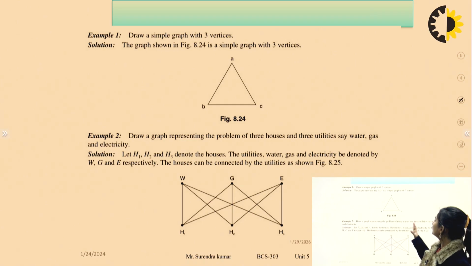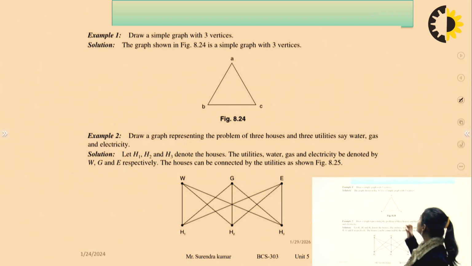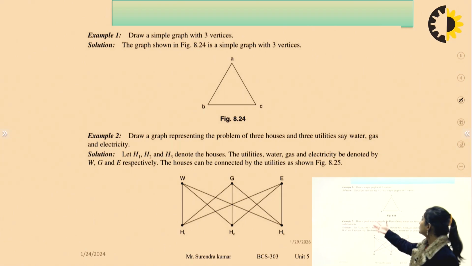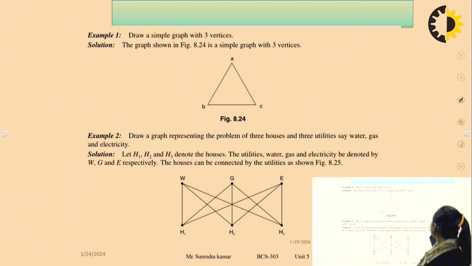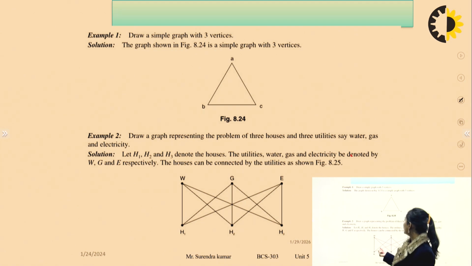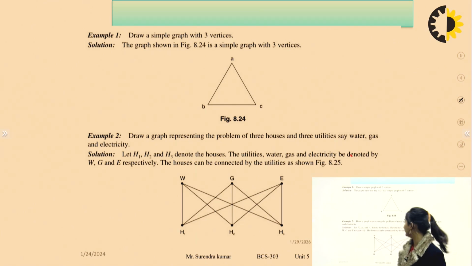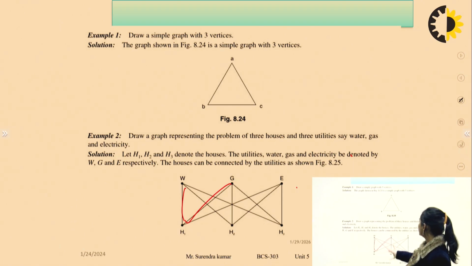Okay, let's start with the first example. Draw a simple graph with 3 vertices. Graph means a collection of vertices and edges. So you can randomly draw a graph representing the problem of 3 houses, 3 utilities. If there's a house and there are utilities, let's say water, gas, electricity, then all are interconnected, as you can see here. So we have these 3 houses, water, gas, electricity, and all these interdependencies for the different houses.